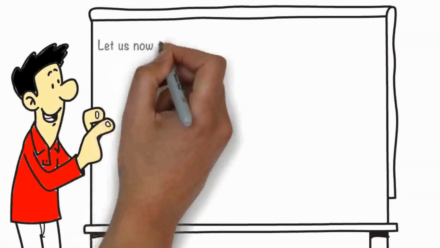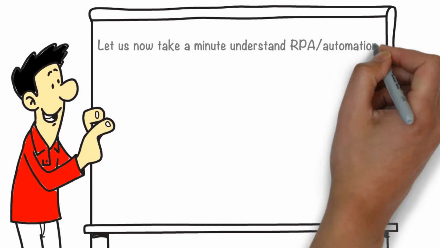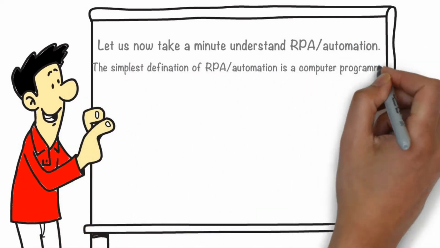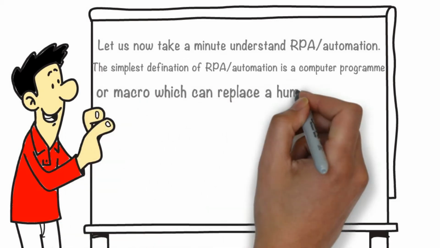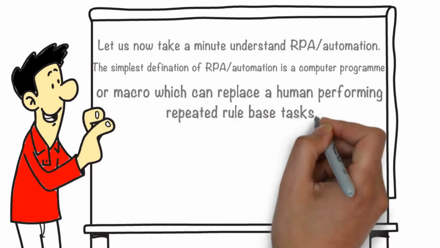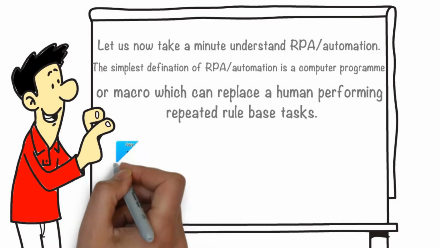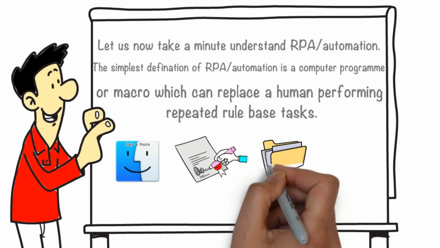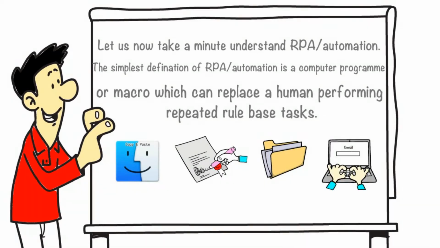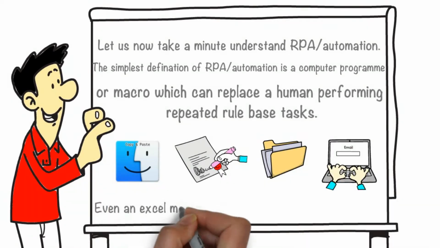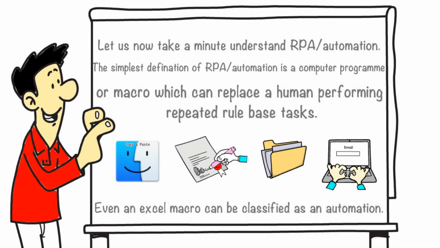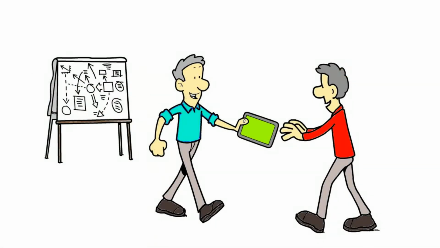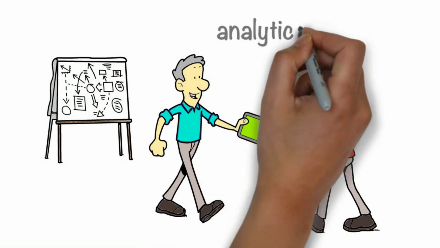Let us now take a minute to understand RPA, automation. The simplest definition of RPA, automation, is a computer program or macro which can replace a human performing repeated rule-based tasks. For example, copying and pasting, filling in forms or applications, moving files and folders, opening emails and attachments, etc. Even an Excel macro can be classified as an automation. Now that you know a way to distinguish between an analytics and automation idea, let's learn more about analytics.